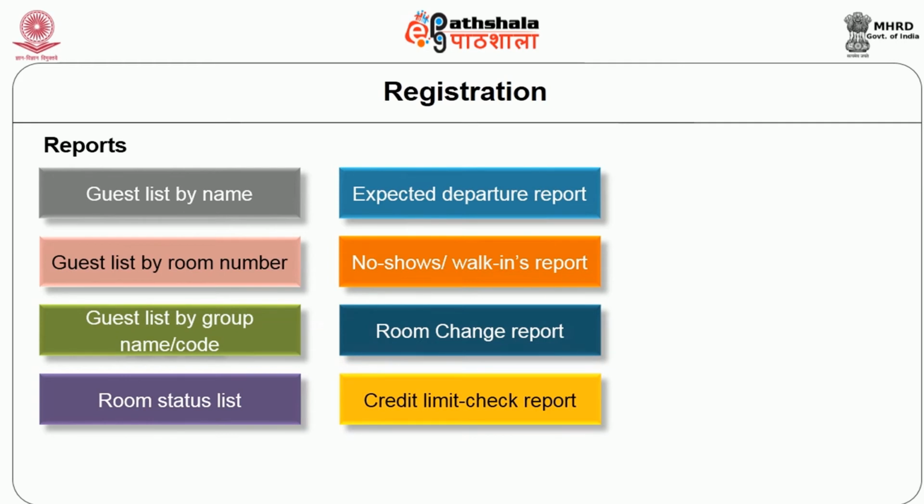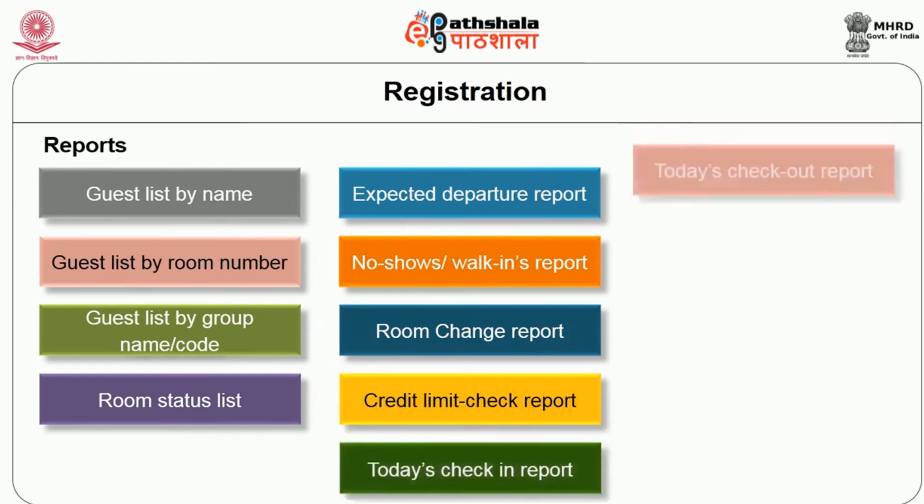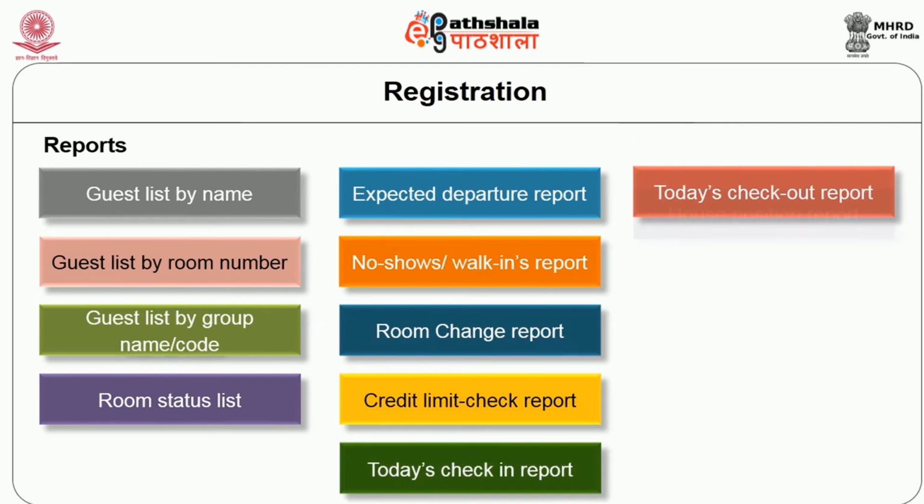Next is credit limit check report. As you all know about credit cards, a credit limit is a limit given by a bank or any other institution to a particular debtor for a particular period of credit line. So that is the credit limit. We have to keep a check on it so that it does not exceed the credit limit, otherwise it will be a loss for the hotel's revenue. So we have to keep an eye on the credit limit check report.